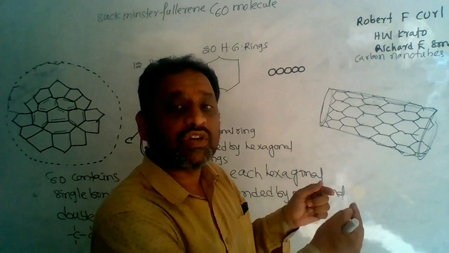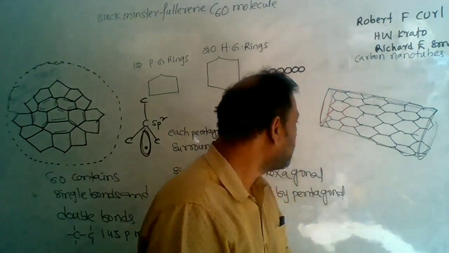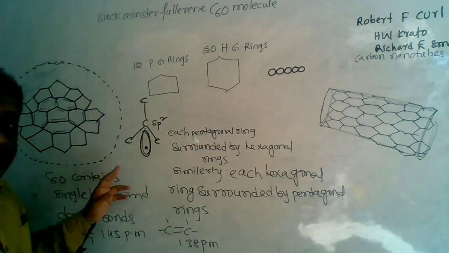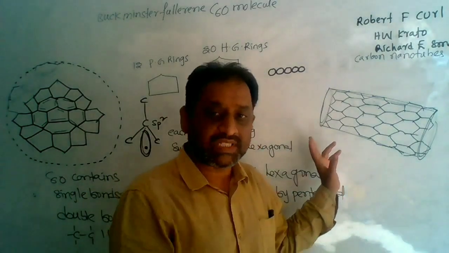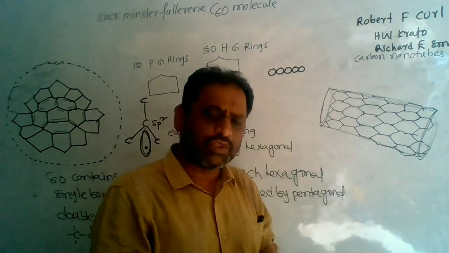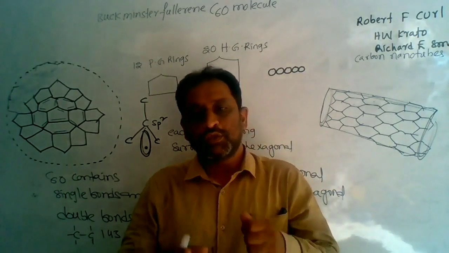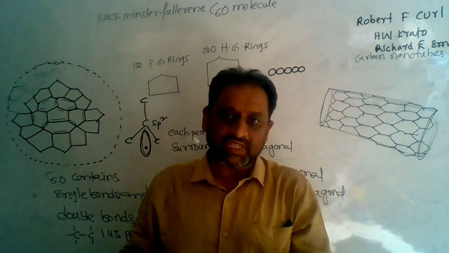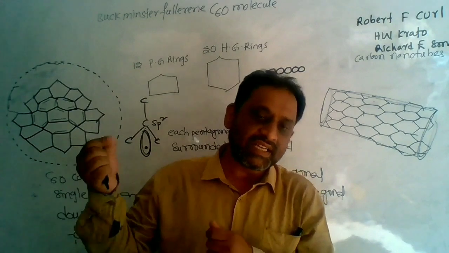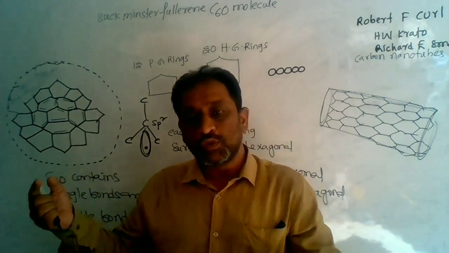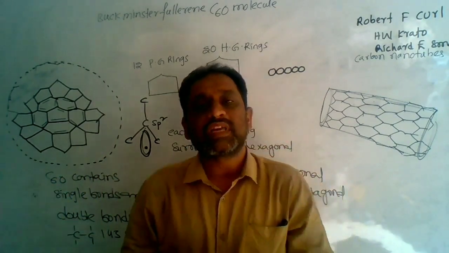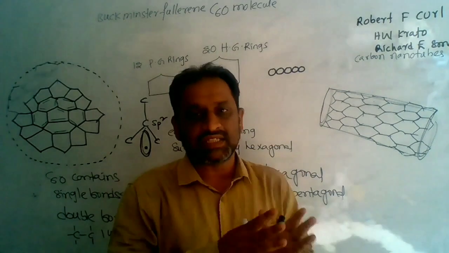Because of the structure of C60 molecule, Buckminster fullerene is used in the medicinal field. It is used as a potential medicine. It is used as an antibiotic to target bacterial resistance and also for the treatment of cancer cells.